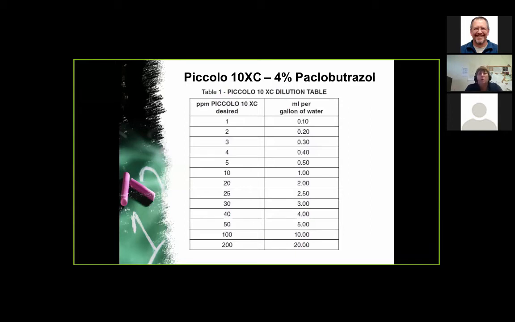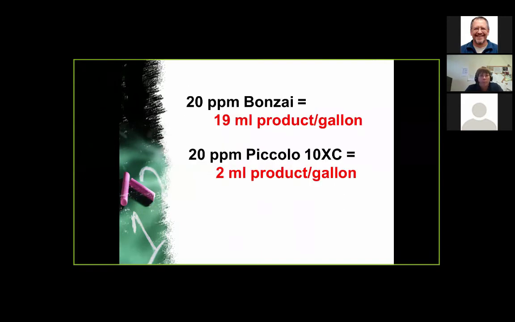But you can see between these two products that are paclobutrazol based, you better make sure you know which one you're working with, since one of them is 10 times more concentrated. Pretty important to keep track of which one you're using when you're mixing up. And just pulling those numbers off to compare, if you're making a 20 part per million solution of paclobutrazol as bonsai, you're measuring out 19 milliliters of product per gallon of water. Now 19 is pretty close to 20. If you're mixing up that same 20 part per million solution of Piccolo using the 10 times more concentrated, you're only using 2 milliliters of product per gallon. So again, pretty important to keep track of which one you're working with.